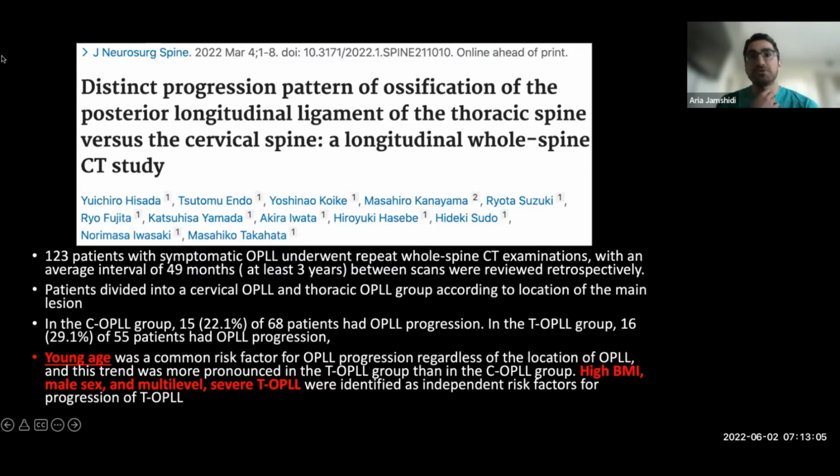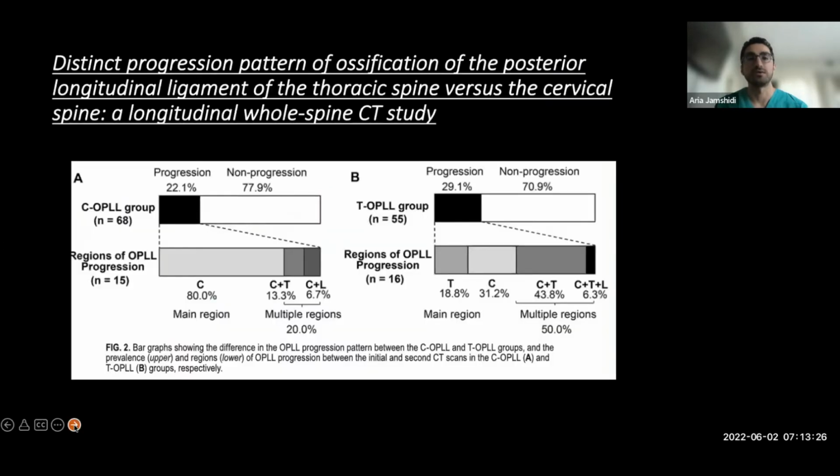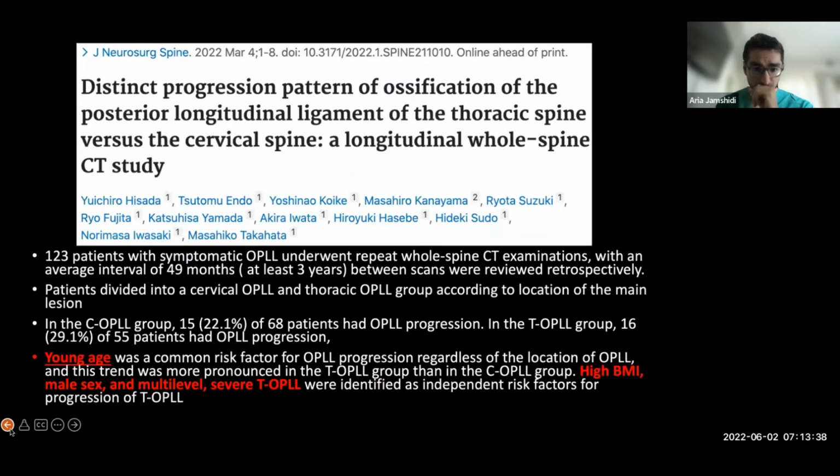This was an interesting study. This was published in Journal of Neurosurgery in March of this year. This is looking at the distinct progression patterns of OPLL in the thoracic spine versus the cervical spine. So they looked at 123 patients with symptomatic OPLL, and they scanned them at intervals of 3 years, and then divided them into a cervical OPLL group and a thoracic OPLL group. And what they found was that patients in the thoracic group had about a 7% increase in their progression of disease as compared to the cervical cohort.